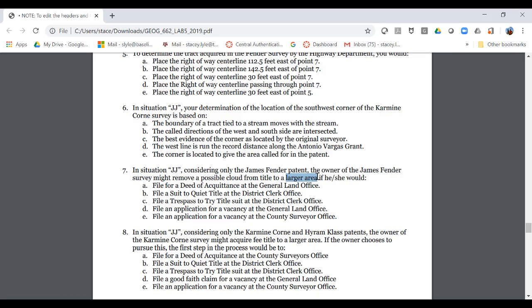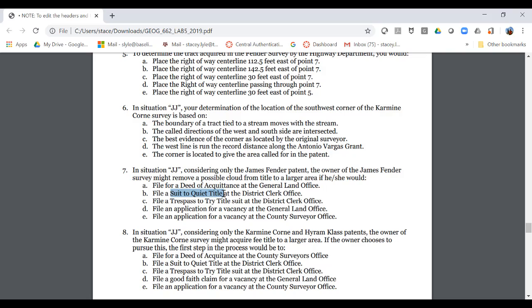And what you would need to do is get a deed of acquittance where they quit that deed and you get it. It's not a vacancy because you found the four corners as the four corners were called for, but there's just extra acreage. And again, that was called a deed of acquittance where the land office quits that. And that could be A right here. You can file a suit for a quiet title.